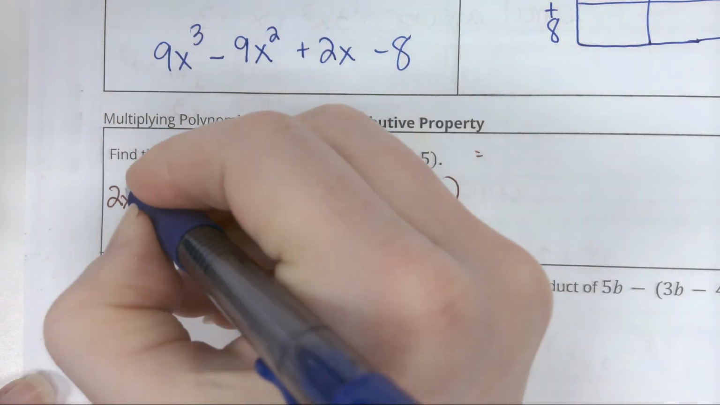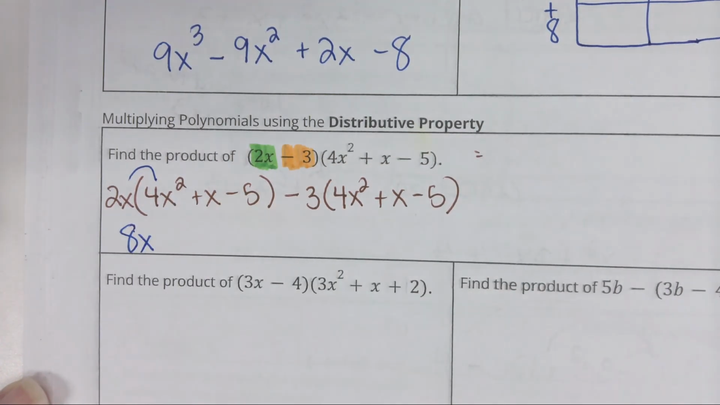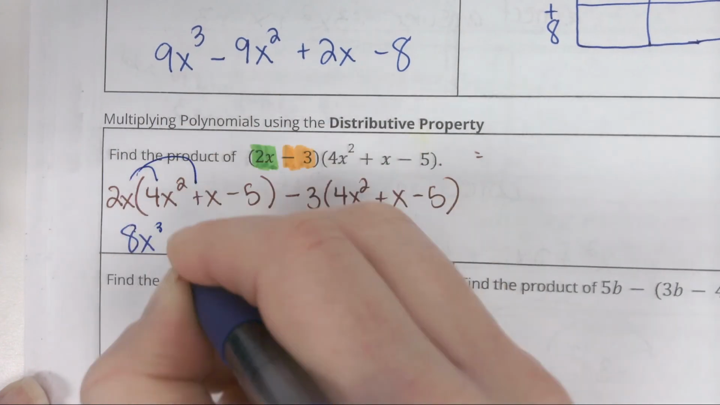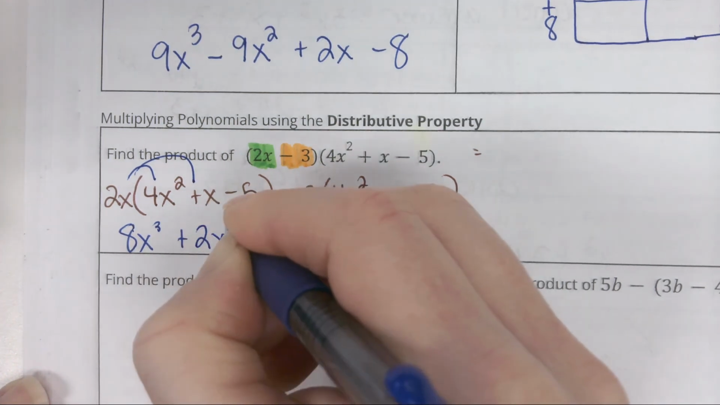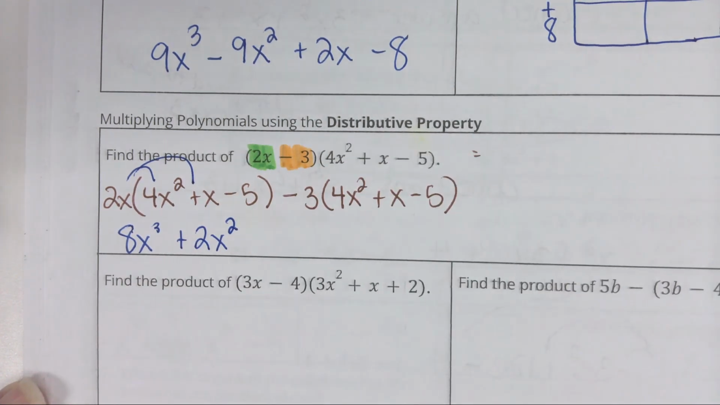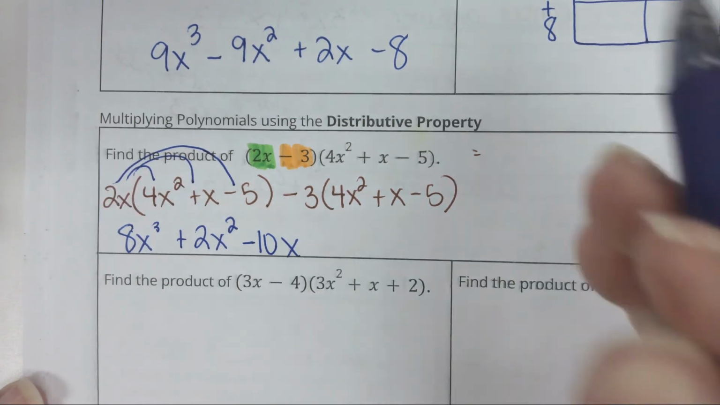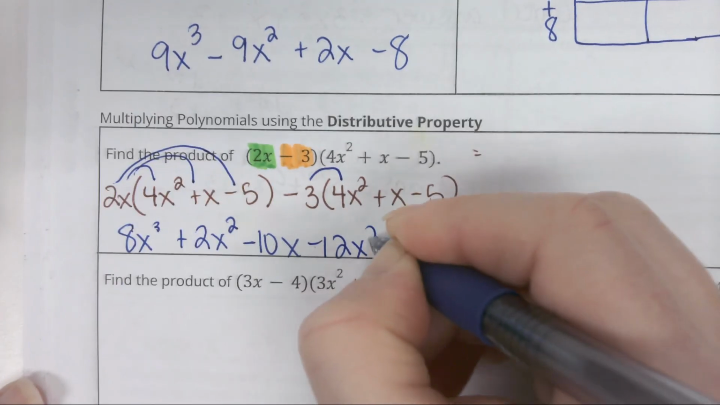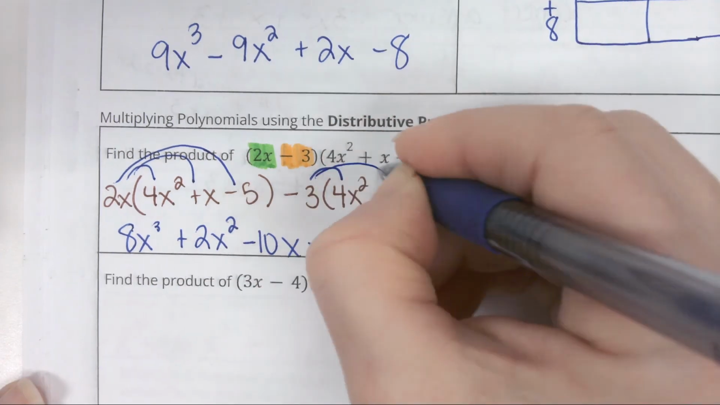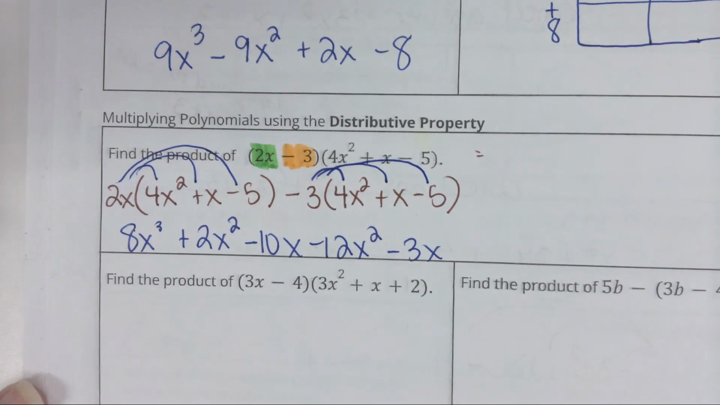Here we go. What's that? 8x cubed plus 2x squared minus 10x. Careful, this is a -3, okay? What would that term be? -12x squared minus 3x plus 15.